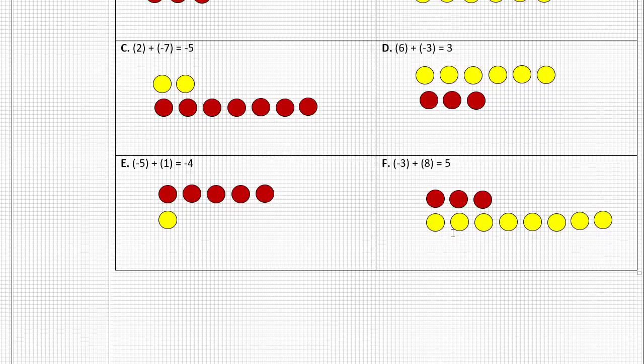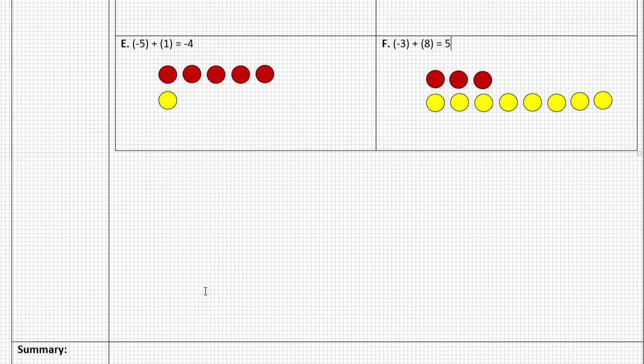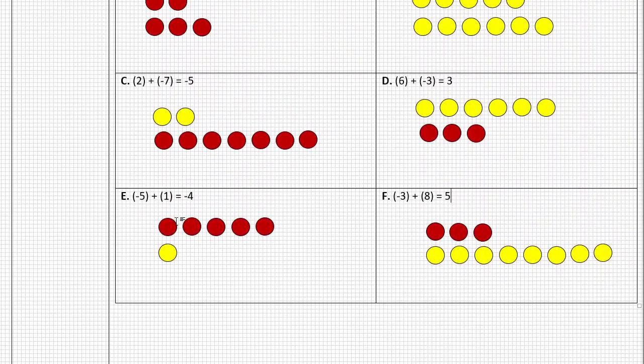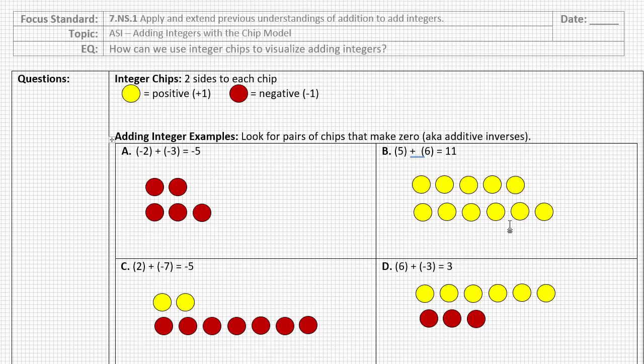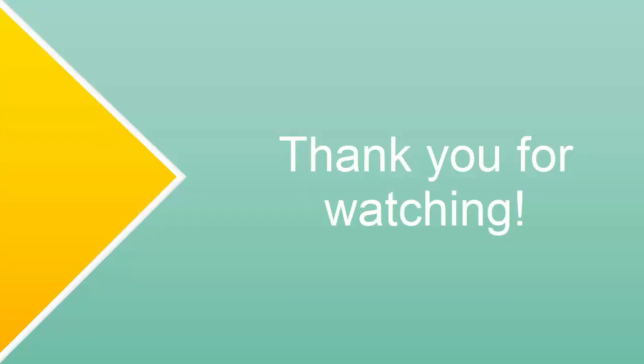Alright, so that is going to conclude our video for today. Please leave room for your summary. Make sure you have your chips all drawn in and your answers are complete, and come ready to practice more problems like this in class.